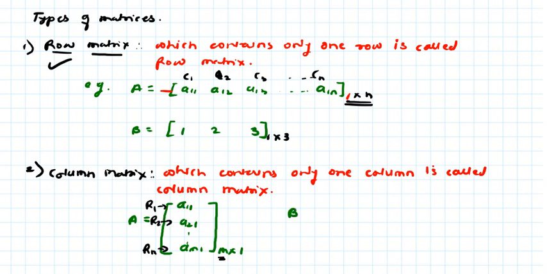For example, matrix B with entries A, B, C. Again A, B, C are values, numbers, which may be real numbers or complex numbers. Again it contains 3 rows and only one column, so it is a column matrix. Clear?